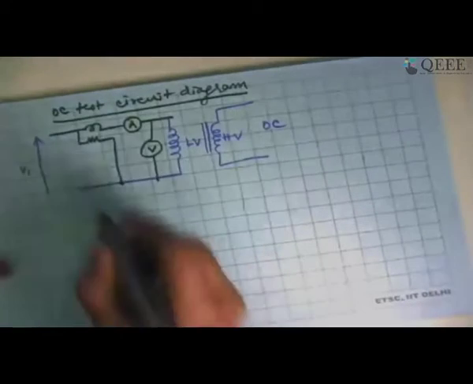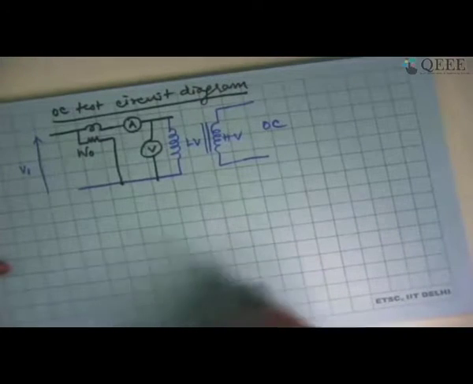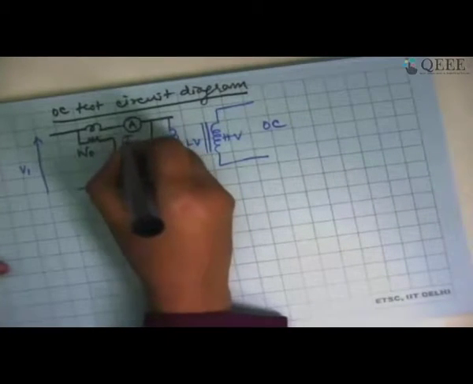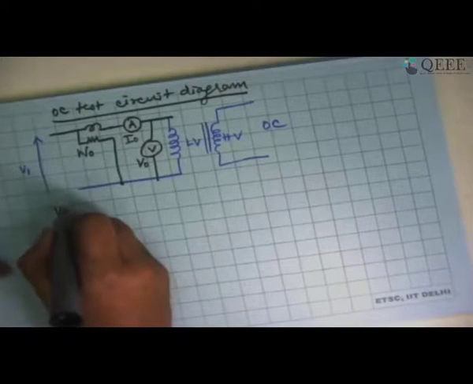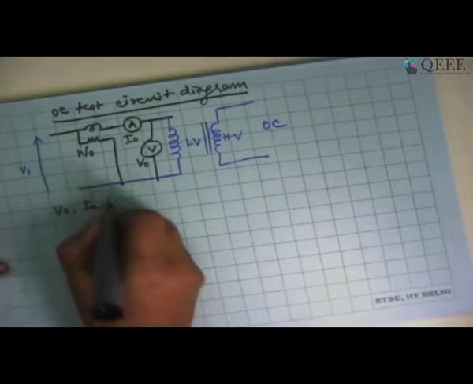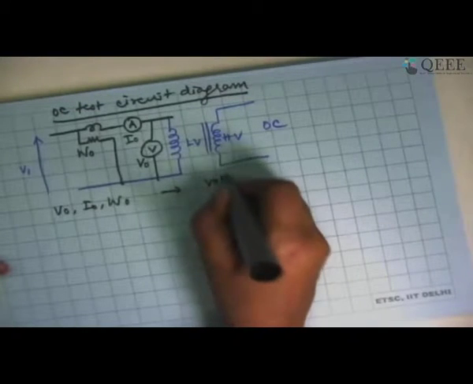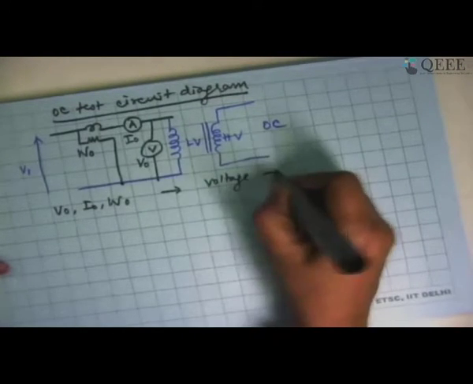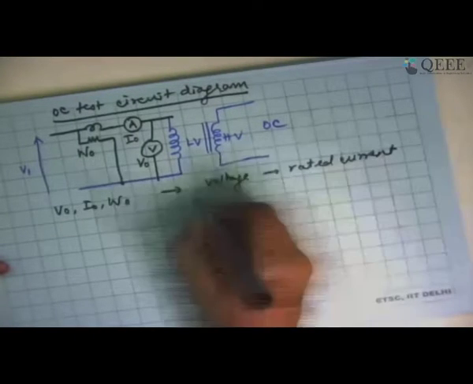So in this case, what I am going to see is the wattmeter, what it reads, let me call that W0 because it is open circuit test. Let me call this I0. Let me call this V0. So I am going to note down what are V0, I0 and W0. The voltage applied is rated voltage, whereas the current is only 5%.